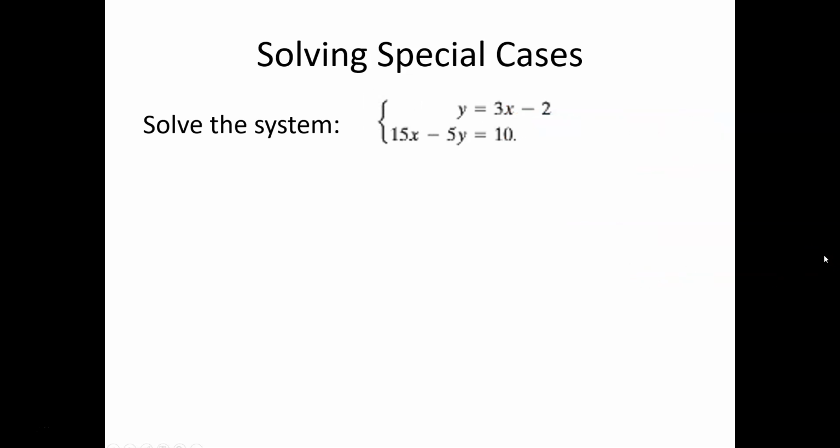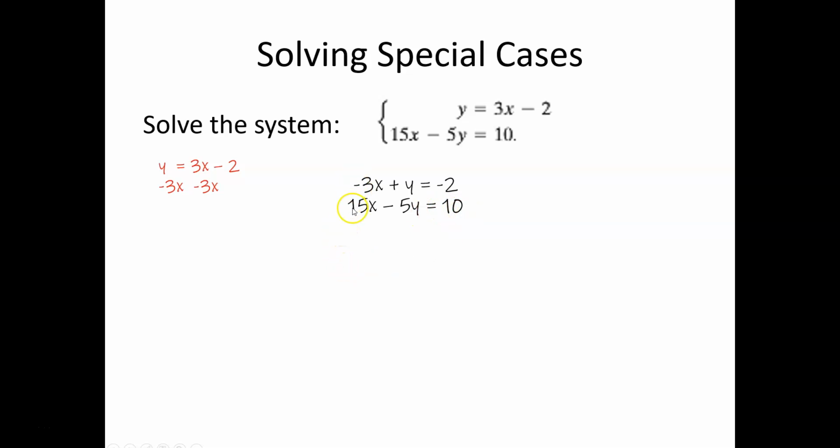All right, now let's look at this one. Oh, we have to move some things around because y equals 3x minus 2 is not going to happen for us. So we need to subtract that 3x from both sides. We get -3x plus y equals -2. And then we just rewrite that bottom equation like we had. 15x minus 5y equals 10.